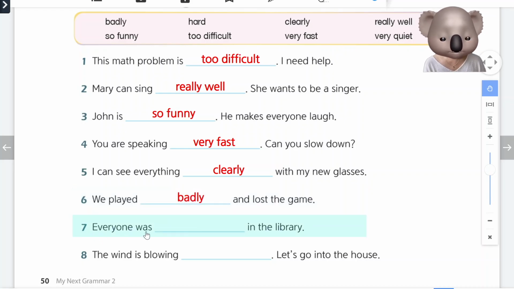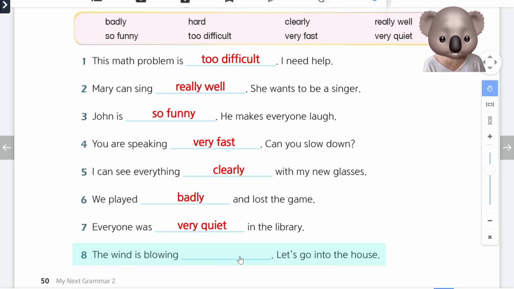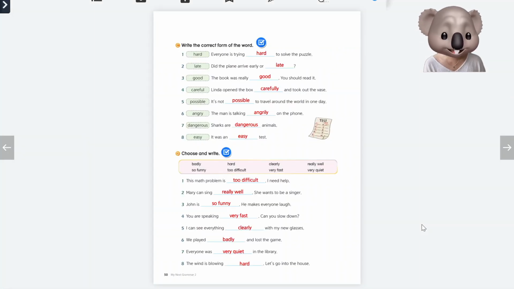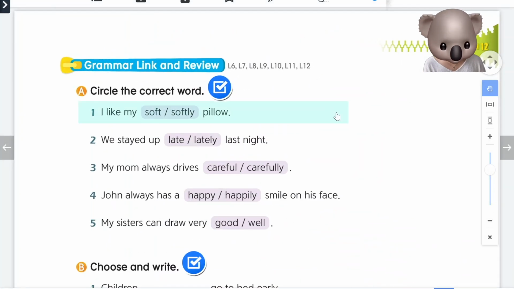Number 7, everyone was in the library. Shh, very quiet. And number 8, the wind is blowing. Woo! Let's go into the house. Hard. 세게, 세게. Good job. Please check your answers and let's go to our last page. On page 51, we will be reviewing lesson 6, 7, 8, 9, 10, 11, and 12. Ooh. In part A, we need to circle the correct word.